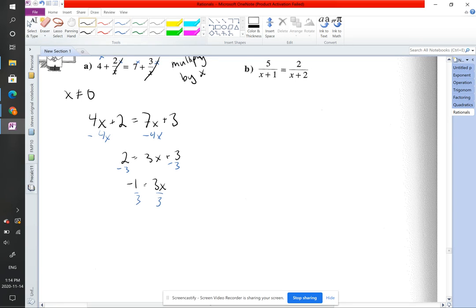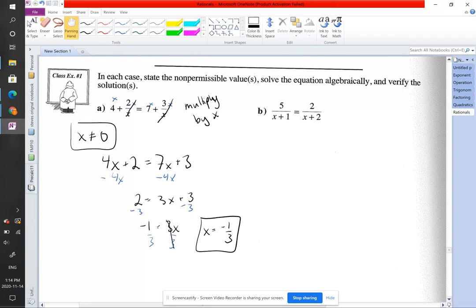I probably took up way more space than I needed. So those 3's cancel, and I'm left with x is equal to negative 1/3. And we can see that it's not our non-permissible value, so this is a good solution. It does say in the top, verify the solutions.